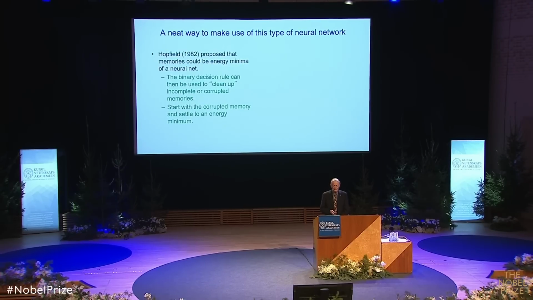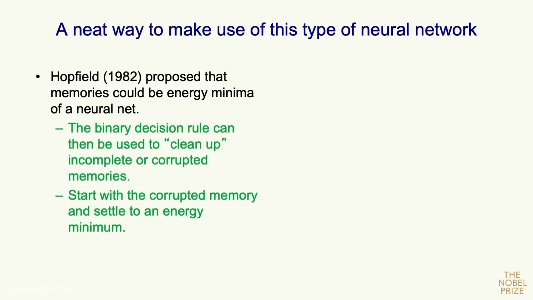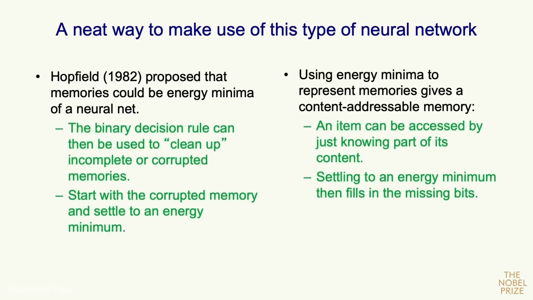Now, Hopfield proposed that a good way to use such networks is to make the energy minima correspond to memories. And then using that binary decision rule about whether you should turn a neuron on or off, that can clean up incomplete memories. So you start with a partial memory, and then you just keep applying this decision rule, and it will clean it up. So settling to energy minima, when they represent memories, is a way of having a content-addressable memory. You can access an item in the memory by just turning on some of the item, and then using this rule, and it'll fill it out.